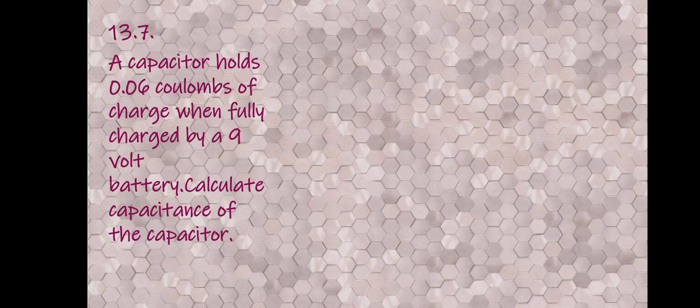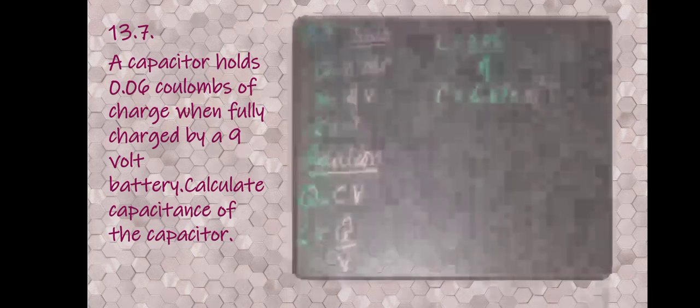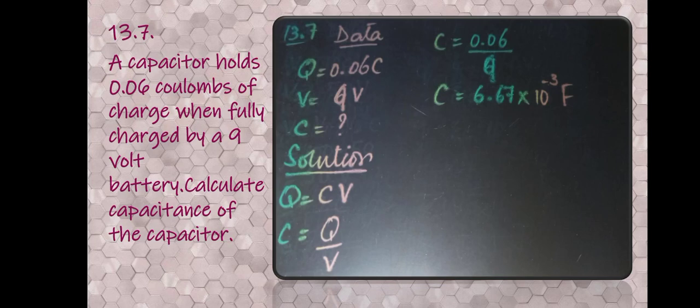13.7. A capacitor holds 0.06 coulombs of charge when fully charged by a 9 volts battery. Calculate the capacitance. It is very simple, you have to find out the capacitance, if the capacitor is connected with a 9 volts battery and it stores a charge of 0.06 coulombs. Charge is written, voltage is 9 volts, capacitance is required.